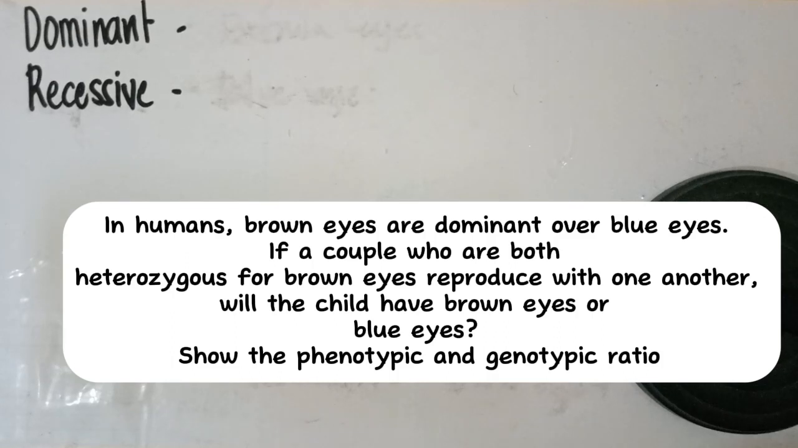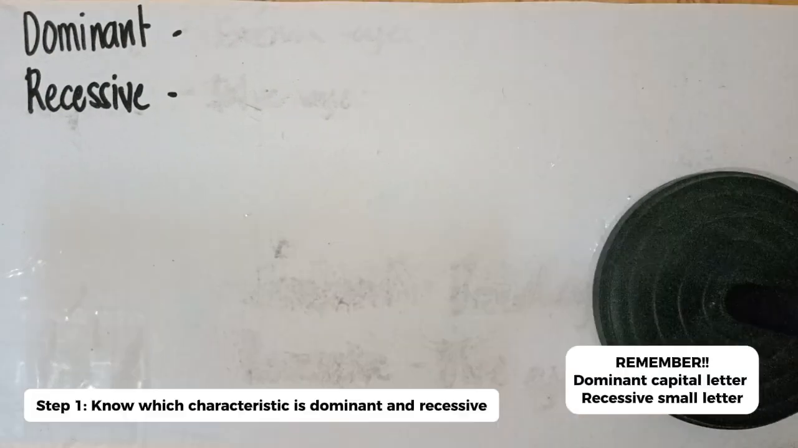Answering sample number 1. In humans, brown eyes are dominant over blue eyes. If a couple who are both heterozygous for brown eyes reproduce with one another, will the child have brown eyes or blue eyes? Show the phenotypic and genotypic ratio. This is a monohybrid cross. Know which characteristic is dominant and recessive.